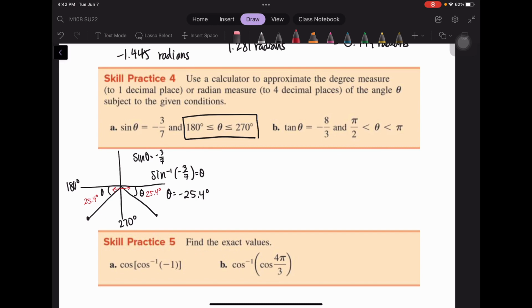That's the main thing. In order to find from the 0 horizontal axis, the standard starting initial side, up to that angle right here in the 3rd quadrant, we're going to take 180 degrees plus 25.4 degrees. That's going to give us 205.4 degrees.